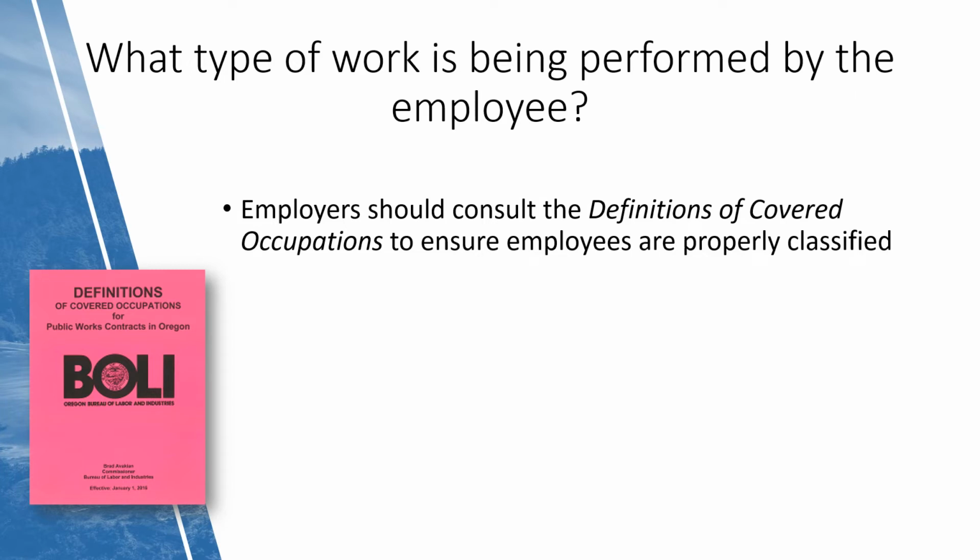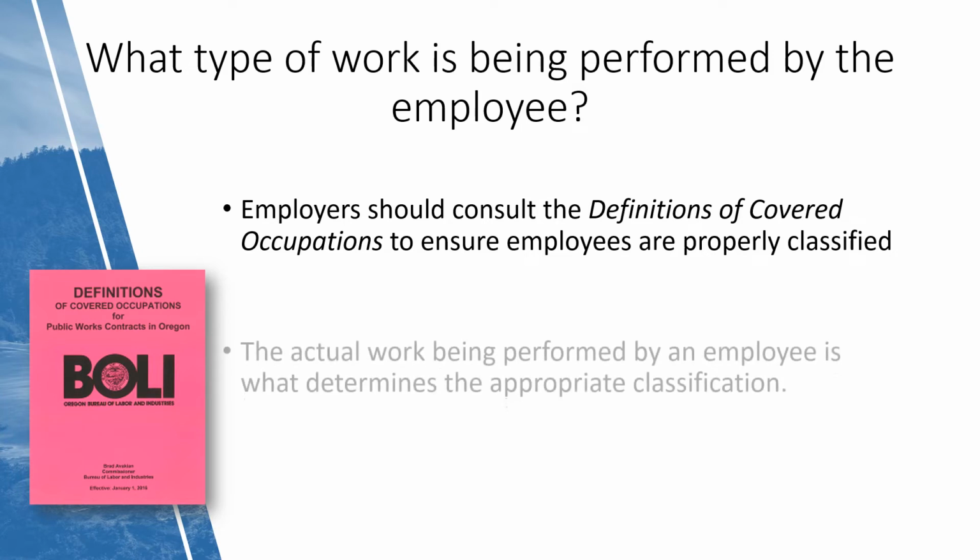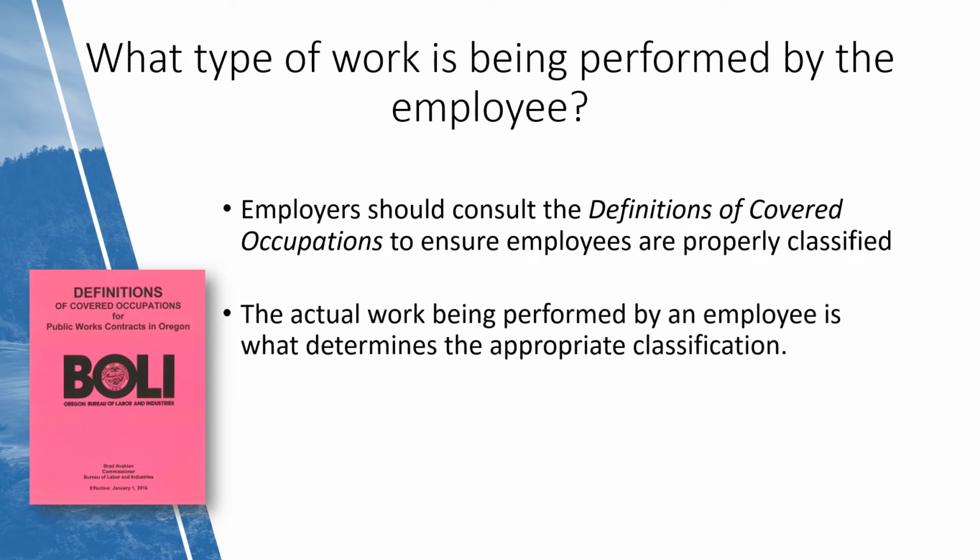Now that you know which rate book to use, the next step is to determine if the work being performed is subject to prevailing wage rates. To do this, you'll need BOLI's Definitions of Covered Occupations for Public Works Contracts in Oregon. This book contains definitions and descriptions of all the occupations of work on a prevailing wage rate project. These occupations are also referred to as classifications. The definition that most closely matches the actual work being performed by a worker is the appropriate classification to use for PWR purposes.